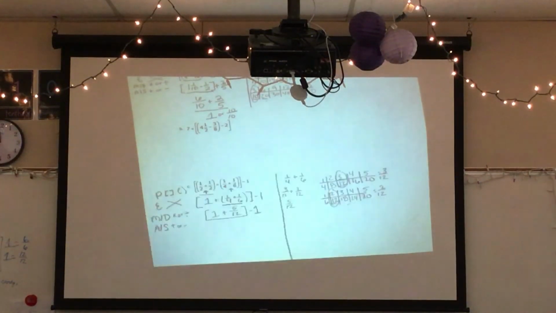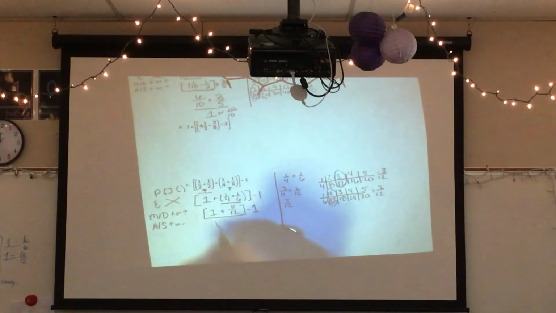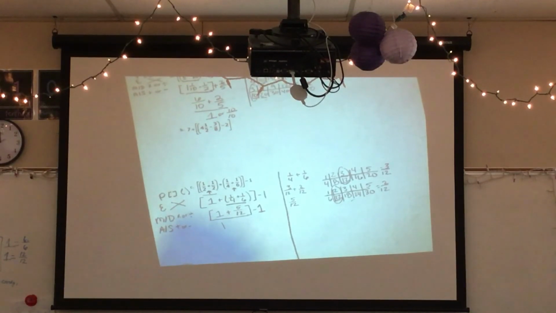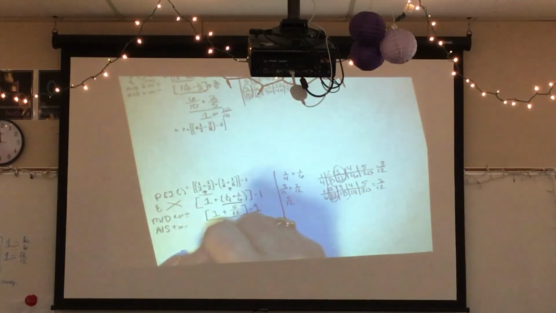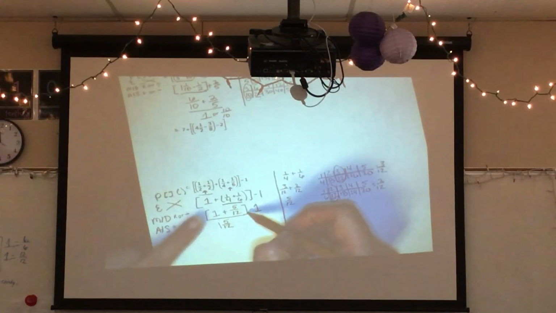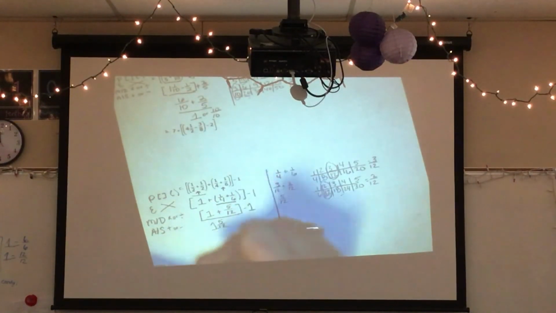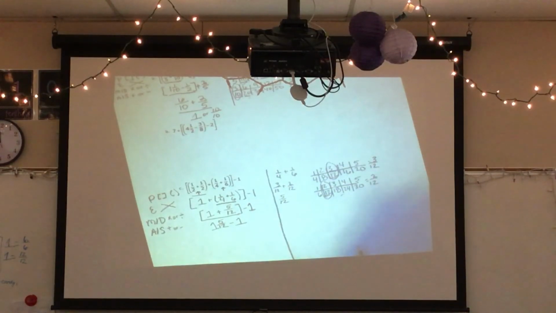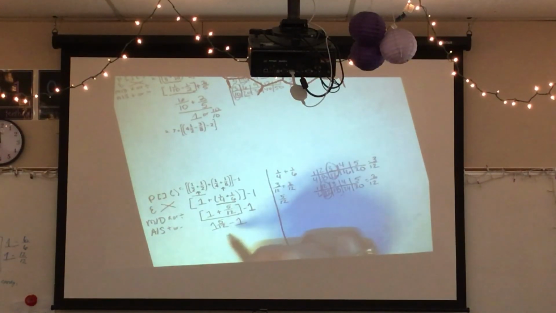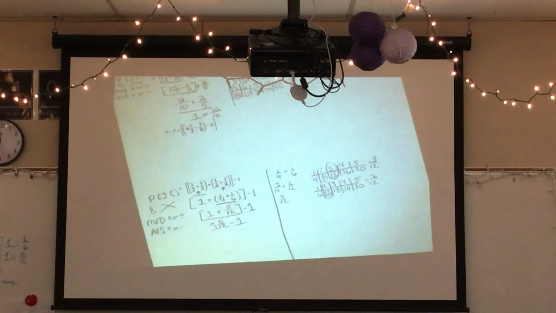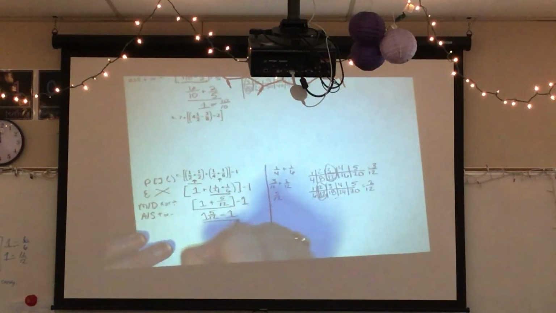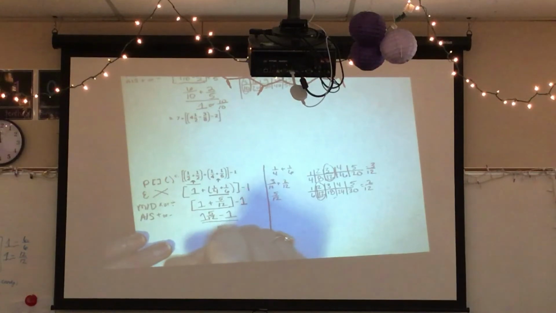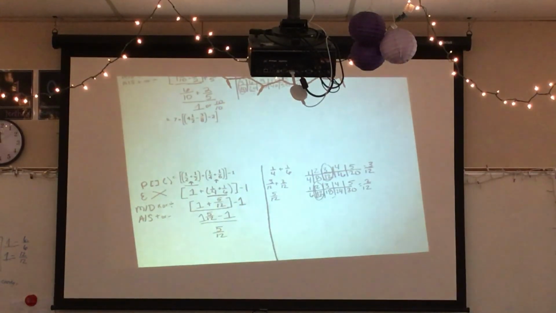1 plus 5 twelfths, I said 5/7, that's silly of me. 1 plus 5 twelfths equals 1 and 5 twelfths. Am I bringing down these brackets? No. What about the rest of the problem? Yes. Okay. 1 and 5 twelfths minus 1 is 5 twelfths.